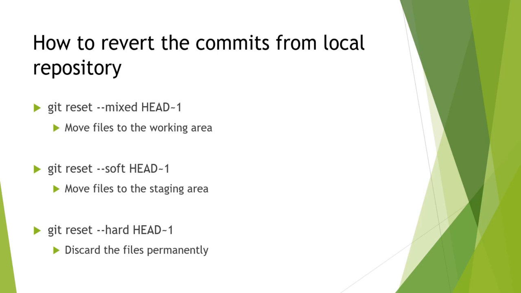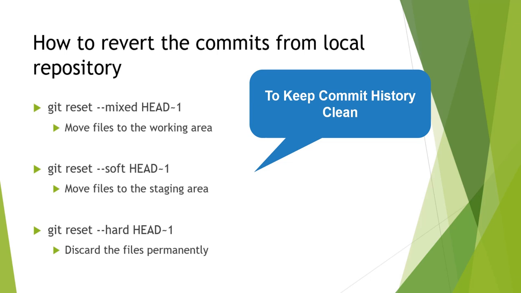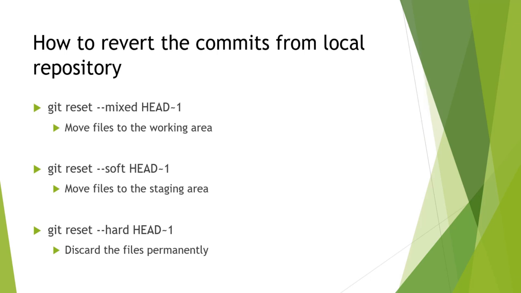Now the question may come: when to use what type of reset. As you can see, mixed will move my files to the working area. So if I want to further modify the files, then you can use mixed mode, because files are moved to the working area and from there we can modify them. Soft reset we can use if you want to change your commit message, or you want to include a few more files as part of that particular commit. Hard reset is useful if you don't want to retain the commit and the files updated as part of that commit. So if you want to completely discard that commit and the related files, then you can use hard reset.